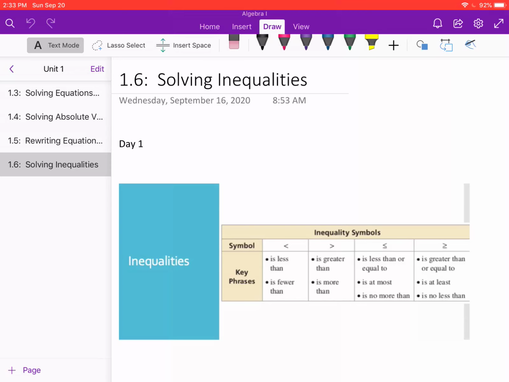This is section 1.6, Solving Inequalities, Day 1. Just as a review, an inequality is where we have those greater than, less than, greater than or equal to, less than or equal to.